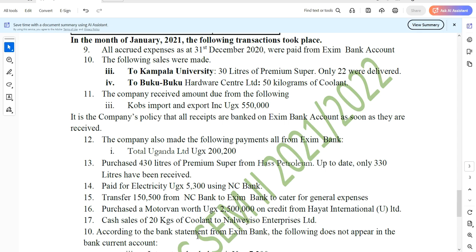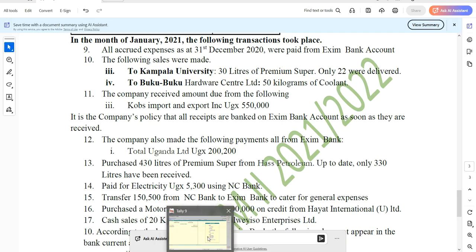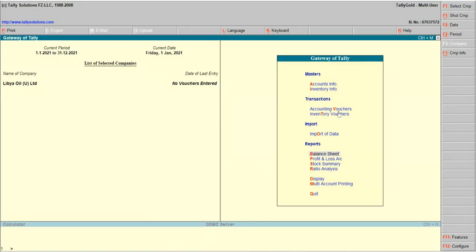All accrued expenses as at 31st December 2020 were paid from the Exim bank account. This is a payment. You are going to pay for all the accrued expenses, and you are using the Exim bank account. So transactions. These are transactions that took place during the month of January. So we are going to use the accounting vouchers to record all those transactions.